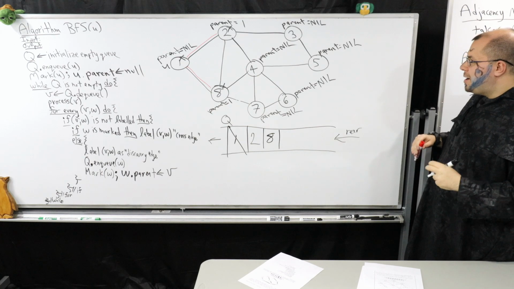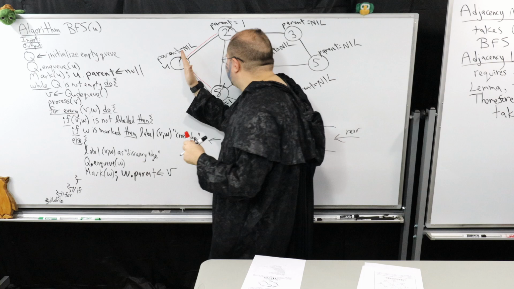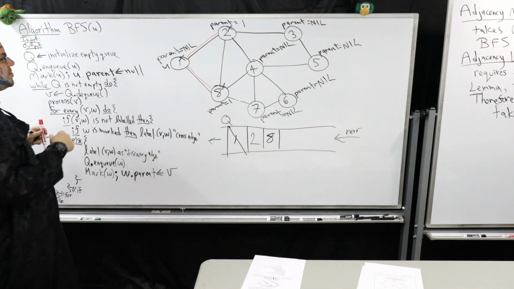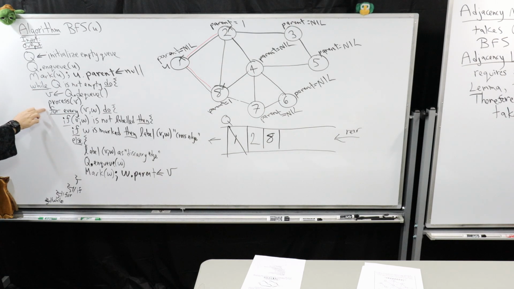So now notice that when I did this, I've considered all of the incident edges on 1. So that means that now, as far as I'm concerned, I'm done with 1, right? I've looked at all of the incident edges on V in this case. And now that means that I'm going to have to do another iteration of the outermost loop.